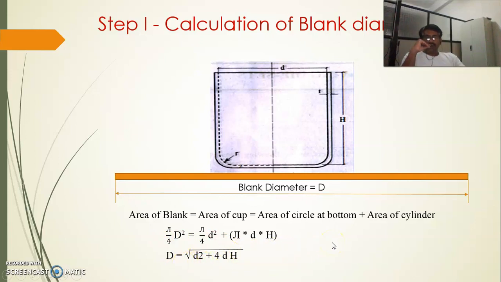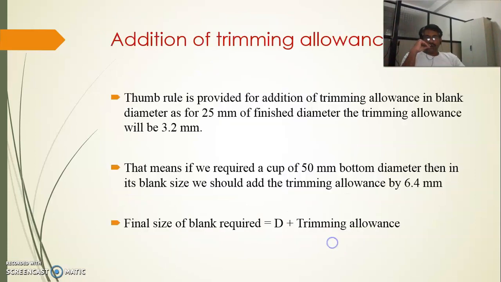Now we require to add the trimming allowance to the cup, and for that purpose there is a thumb rule that for every 25 mm finished diameter we add a trimming allowance of 3.2 mm. That means if we require a cup of 50 mm bottom diameter, then in its blank size we should add a trimming allowance of 6.4 mm, 3.2 mm for each 25 mm. So the final size of the blank becomes capital D plus trimming allowance.